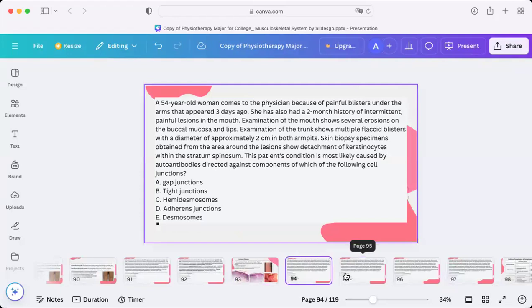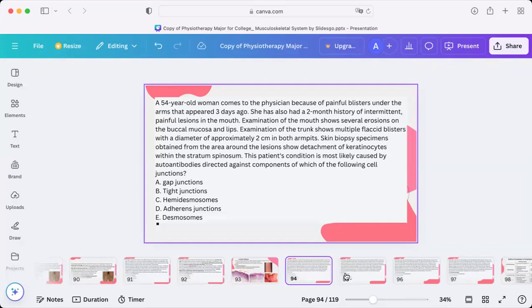We have a 54-year-old woman that comes to the physician because of painful blisters under her arms that appeared 3 days ago. She had a 2-month history of intermittent painful lesions in the mouth. Examination shows several erosions on the buccal mucosa and the lips. Examination of the trunk shows multiple flaccid blisters approximately 2 centimeters in diameter in both armpits. Skin biopsy specimens show detachment of the keratinocytes within the stratum spinosum. This patient's condition is most likely caused by autoantibodies directed against which component of the following cell junctions?